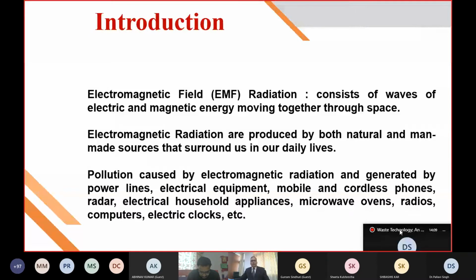Electromagnetic radiation is produced by both natural and man-made sources. Natural means the ultimate source of energy, the sun. The sun also provides us electromagnetic energy, which is very much beneficial for us. But if the umbrella of the ozone layer goes off, then ultraviolet light will come in, and we may have negative consequences of that.